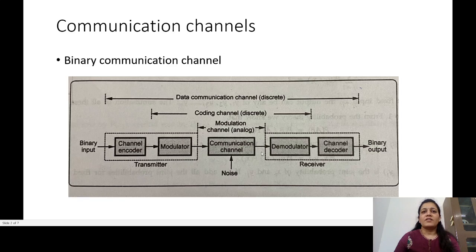While your signal is going through the communication channel, some noise will get added, since we are using a wireless communication channel, and at the receiving end demodulation will take place. Once the demodulation occurs, your output is again the information bits plus the check bits. Now your channel decoder, with the help of those check bits, will try to identify whether the received data has suffered any errors or not.